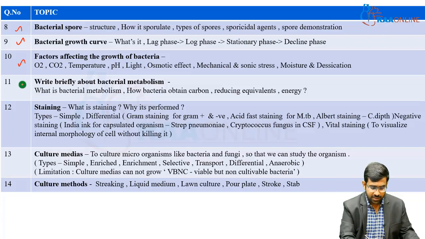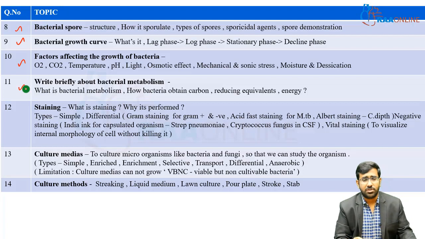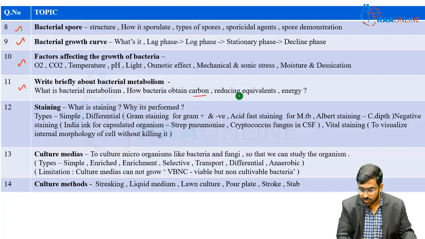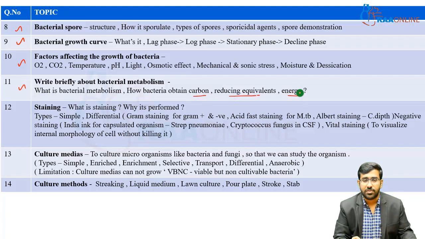And question number 11, we have write about bacterial metabolism. Whenever a question is asked about bacterial metabolism, you first define what bacterial metabolism is, and how the bacteria is able to obtain carbon, reducing equivalents, and energy. So it's very important. You should try to remember the points on how the organism uses the energy to obtain carbon and reducing equivalents and energy.